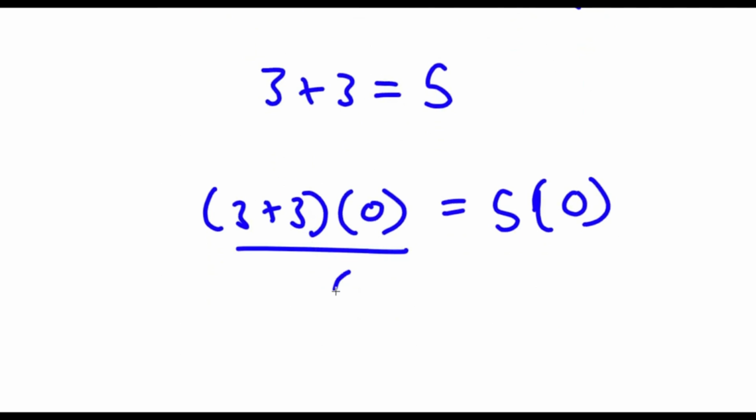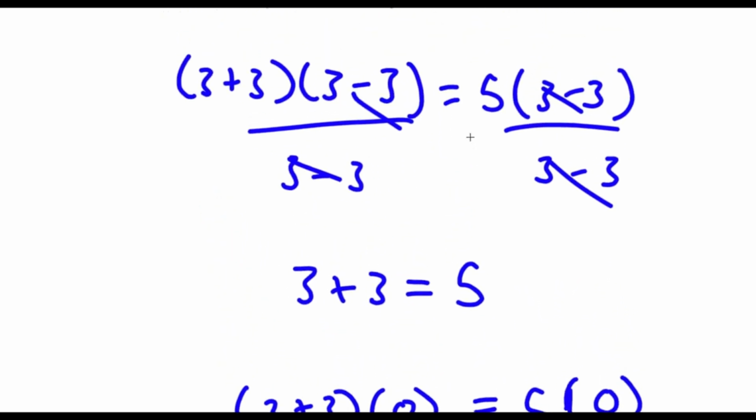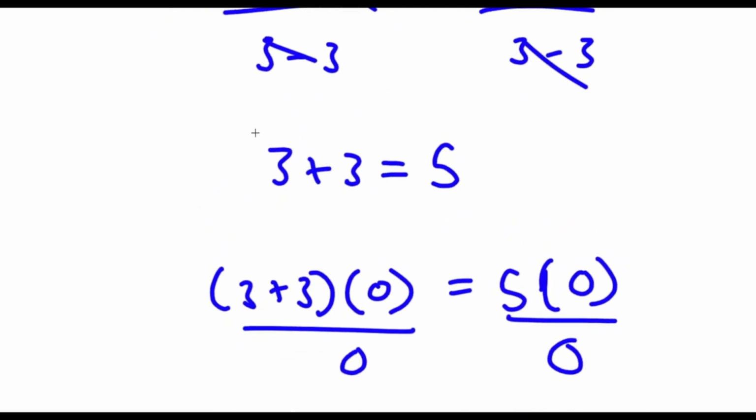So now, if I divide both sides by 0, well, 0 divided by 0, that's not equal to 1, that's undefined. So you can't actually cancel these two out, because dividing these two is undefined. So that's where this equation is actually wrong, and 3 plus 3 does not equal 5.